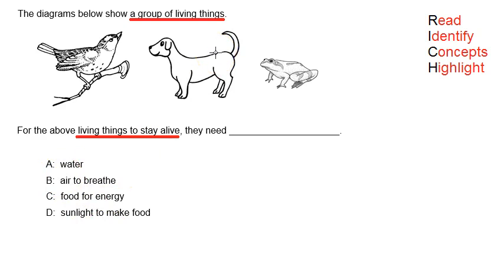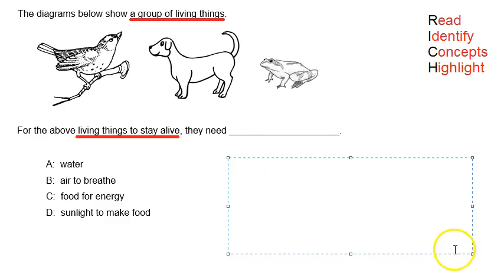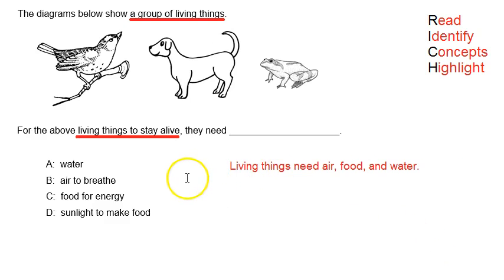Do living things need water? Yes, right, living things do need air, food, and water. You know that living things need air, food, and water to stay alive. We know that this is true for all living things, regardless of whether they are animals or plants or fungi or bacteria. They do need air, food, and water to survive. So that makes things simple, right?